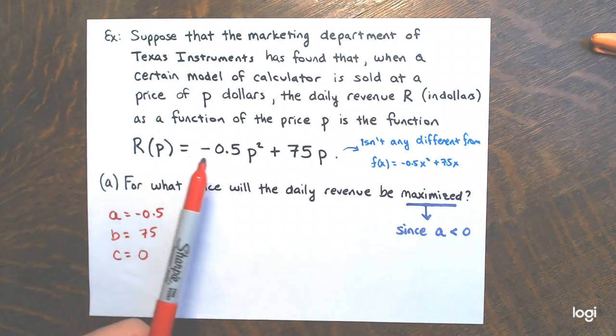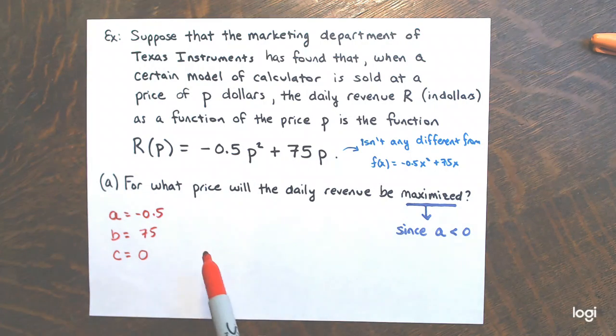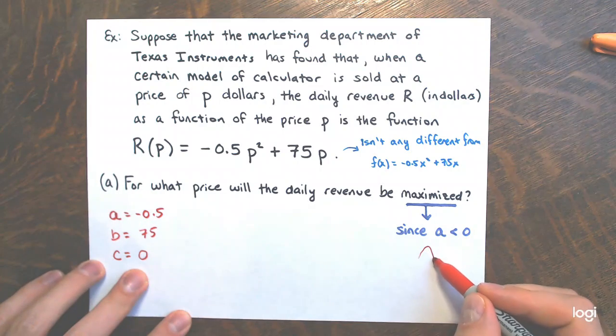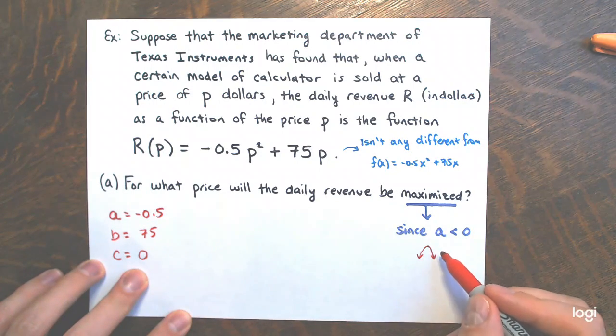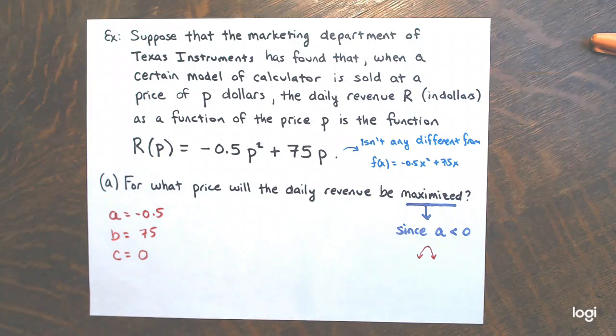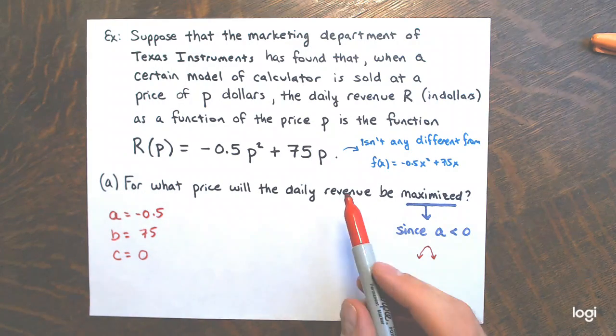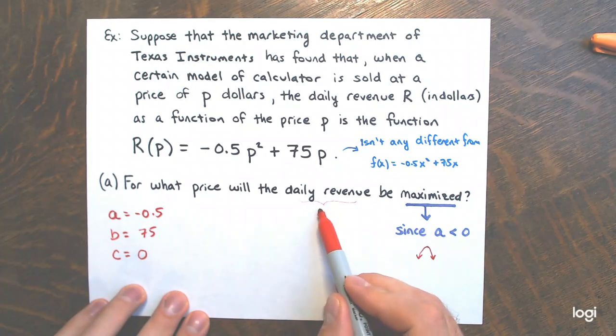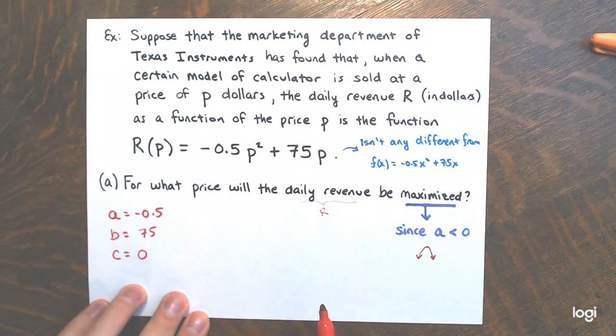So if you were to graph this on a coordinate plane, say the horizontal axis was the p-axis and the vertical axis was the r-axis, it would be a parabola opening down. So that's why you have a maximum value. A parabola opening down. That's why they're asking about revenue, the value of R. This daily revenue R is being maximized.